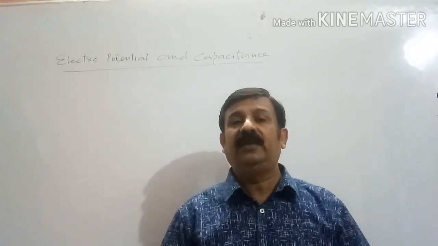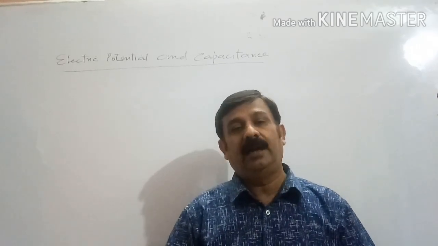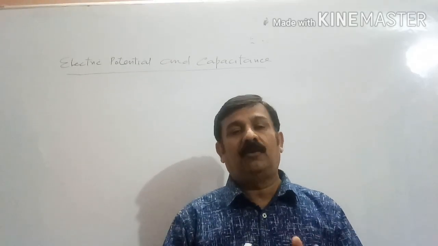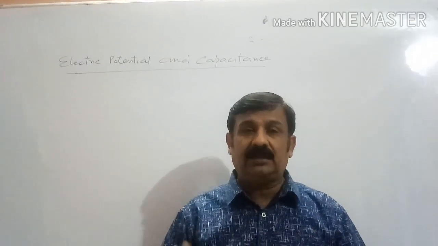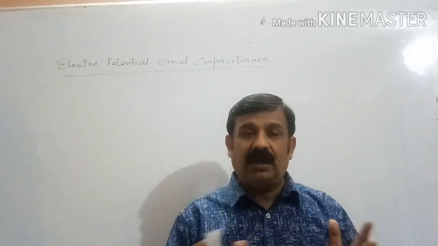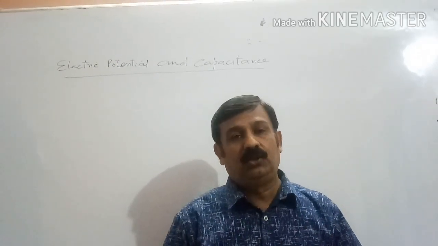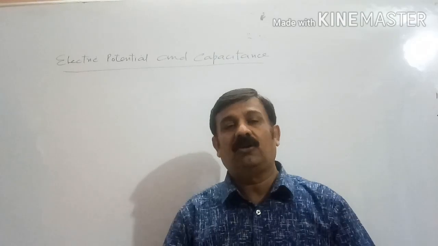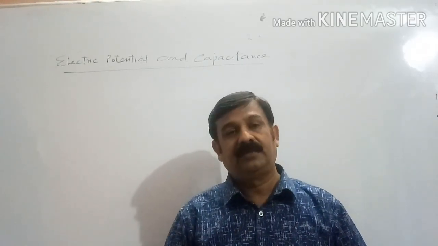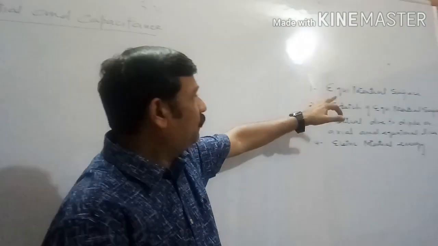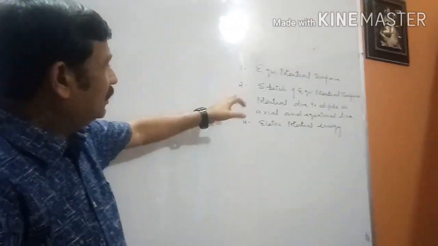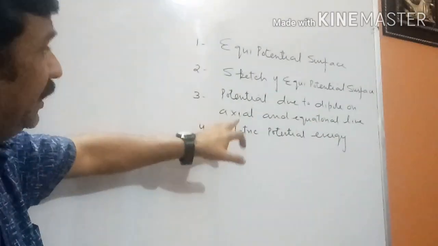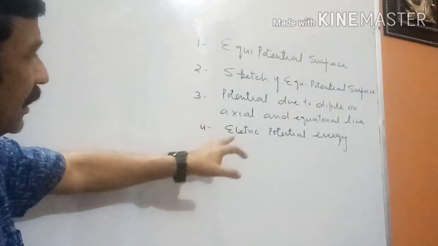Now, today's topics are very important in this unit, and most of the time students feel that these topics are not clear to them. They are not able to understand them in a very small time, and they take a lot of time to clear them. Most of the time they share the problem with the teachers regarding these topics, which we are going to discuss today. These topics are equipotential surface, sketch of equipotential surface, potential due to a dipole on the axial and equatorial line, and finally electric potential energy.